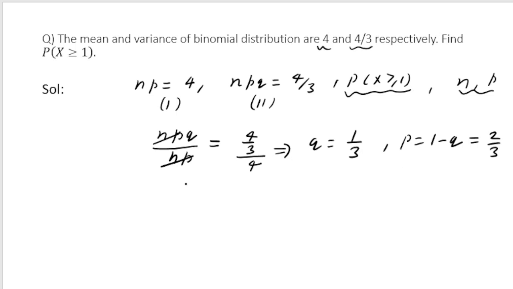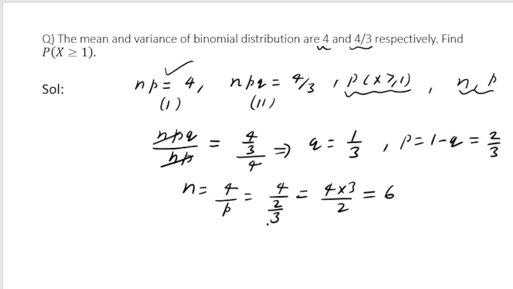Now we want n. So n can be obtained by using relation 1, that is 4 by p. So 4 by 2 by 3, that is 4 into 3 by 2. So 4 into 3, 12 by 2, that is equal to 6. Okay, so n is equal to 6.